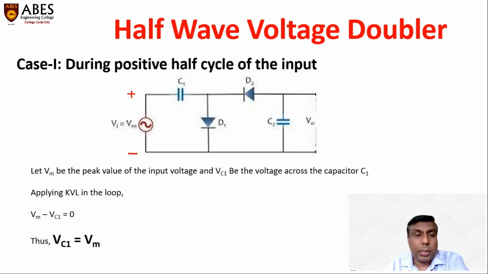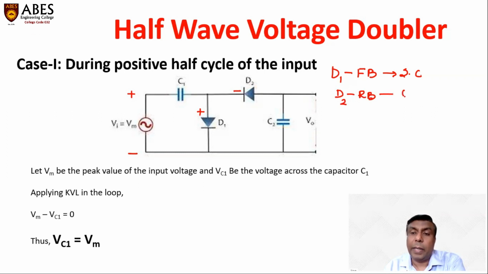Because the positive terminal of the input is connected to the positive terminal of diode D1, diode D1 will be forward biased. And because diode D1 is forward biased, it will behave like a short circuit. Now this positive terminal of the input is connected to the negative terminal of diode D2. Therefore, diode D2 will be reverse biased, and because it is reverse biased, it will behave like an open circuit. So diode D2 behaves like an open circuit and diode D1 behaves like a short circuit.